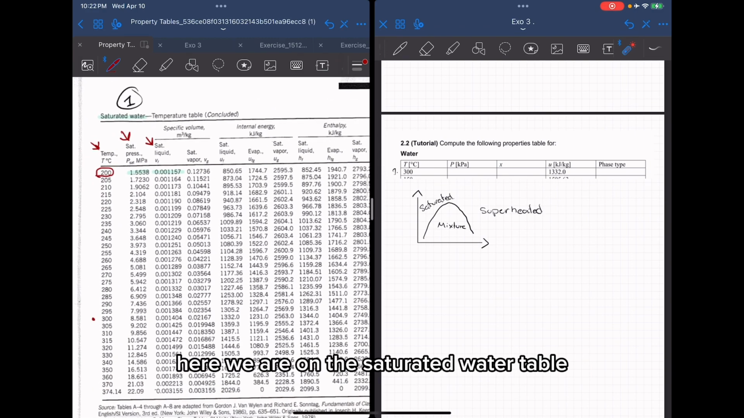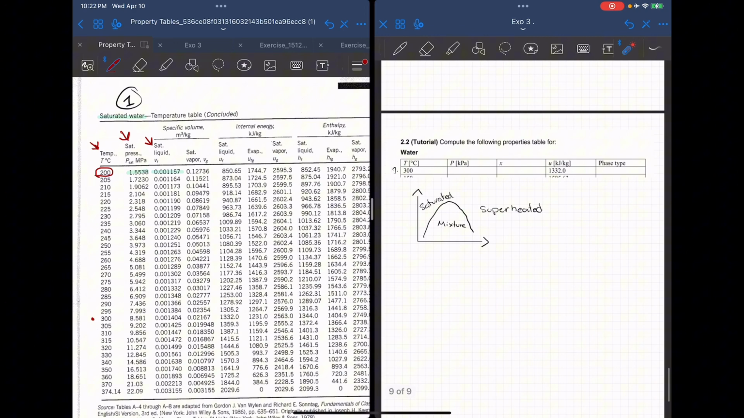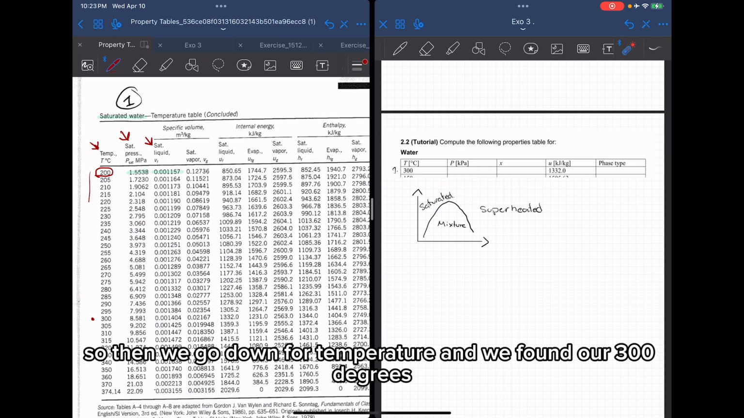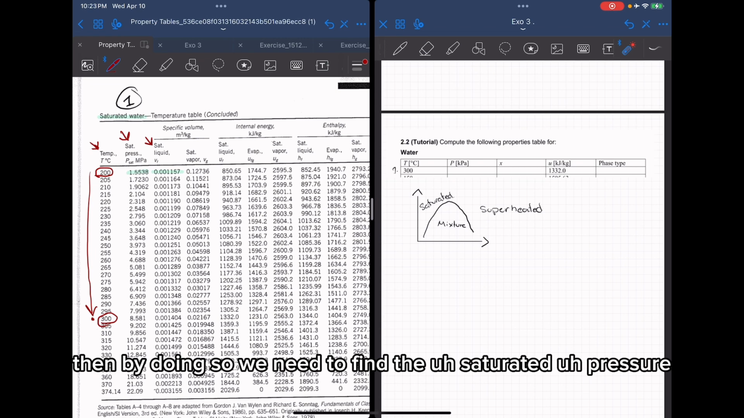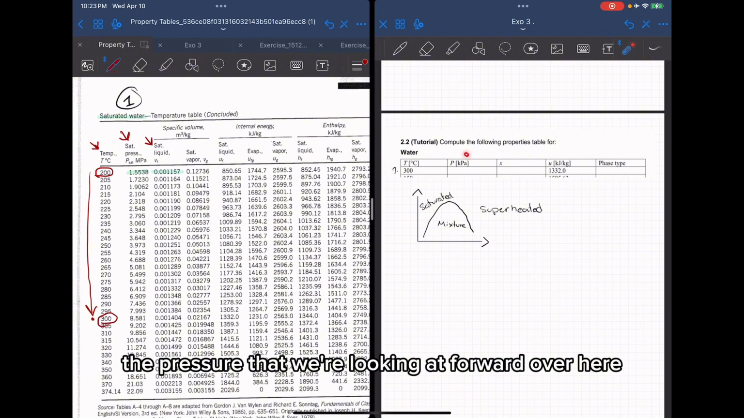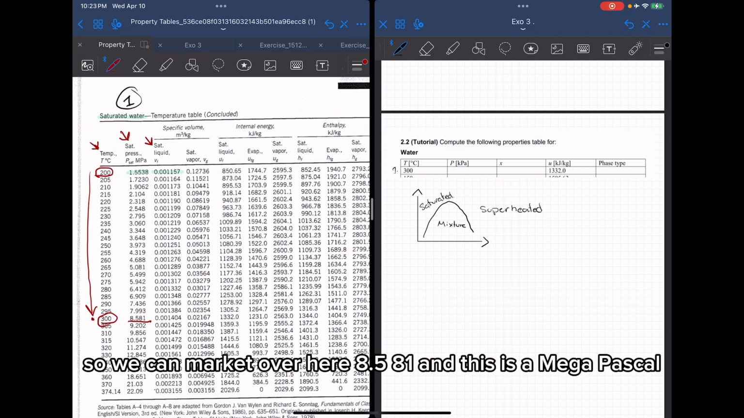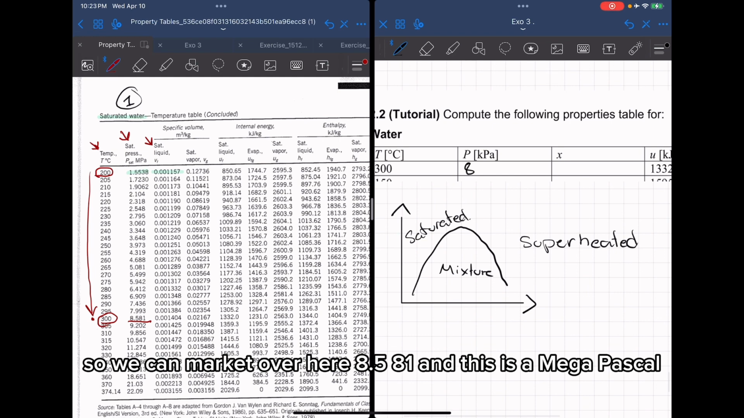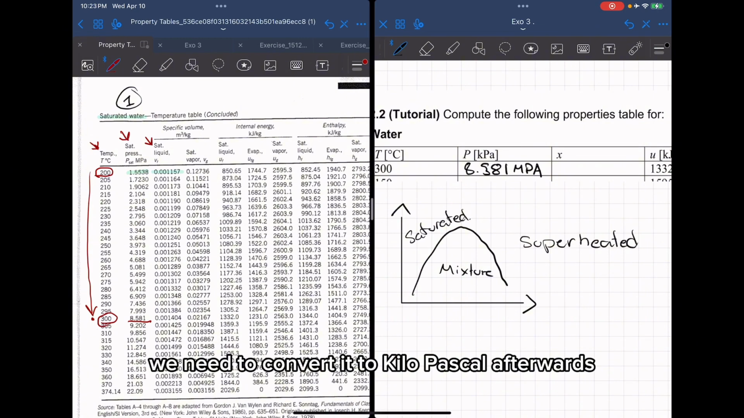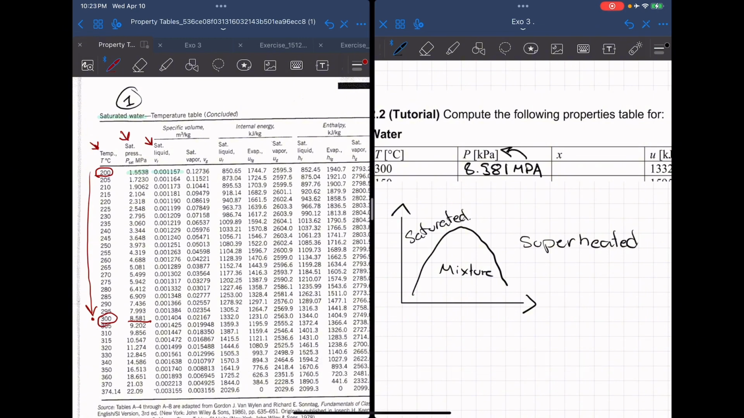For example, here we're on the saturated water table, and we need to look for 300. So we go down the temperature column, and we find our 300 degrees. Then we need to find the saturated pressure, the pressure we're looking for over here. And here we can find that it's 8.581. So we can mark it over here, 8.581, and this is in megapascals. We need to convert it to kilopascals afterwards.